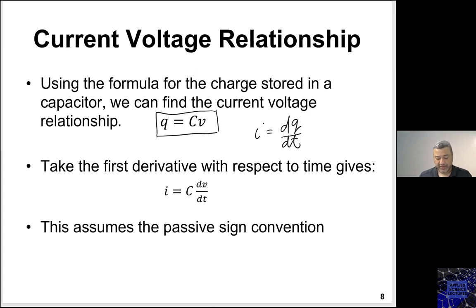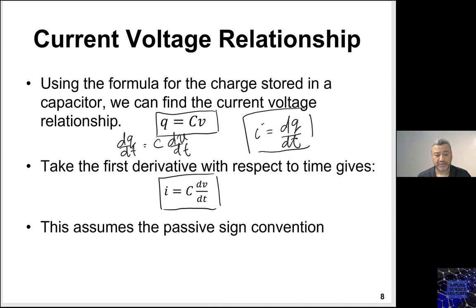So if I take the derivative with respect to time for both sides of this equation, I get dq over dt equals C, which is supposed to be a constant, times dv over dt, right? Deriving both sides of the equation. But knowing that the current is dq over dt, here I can come up with the relationship between the current and the voltage for the capacitor.